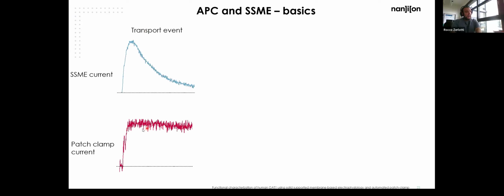Then we can also have pre-steady state events. So those are out of equilibrium events, and those are usually associated either with the substrate binding or with a conformational rearrangement of the protein. For example, the occlusion of the protein could be one of those. In this case, we see that between patch clamp and SSME, we have analogies. So we will always see fast transient currents.